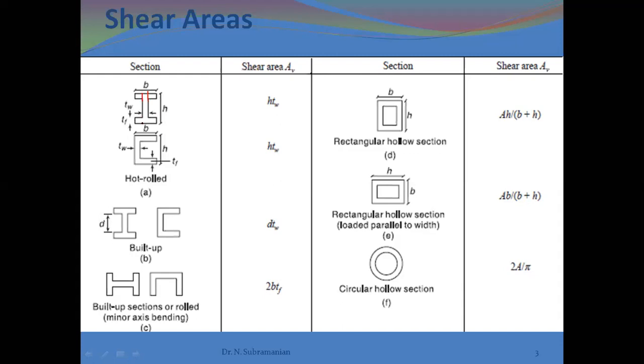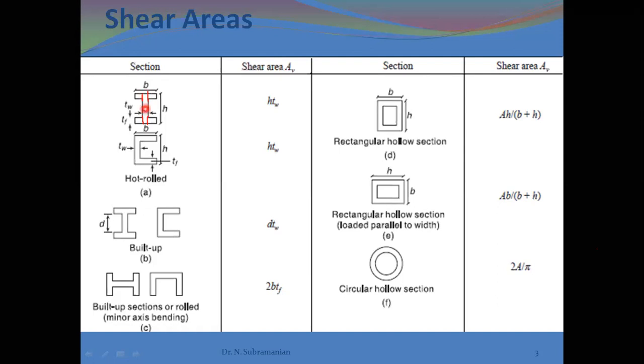The web portion also mixes into the flanges, right? Everyone can see it, look at it in the notation once. So this is the portion. Do you see this portion? So why did I take the shear area as h into tw? Because this is a hot rolled member. In a hot rolled member, the web will mix up with the flanges also. And tw is the thickness of the web.